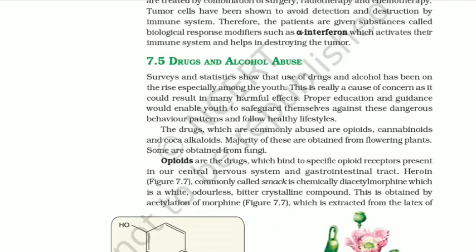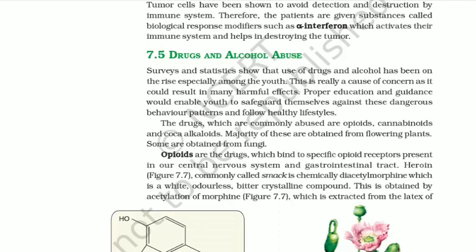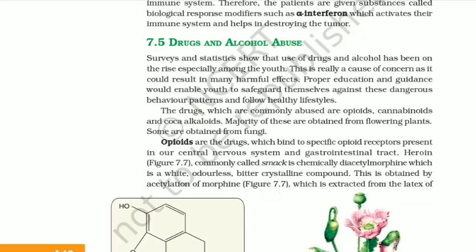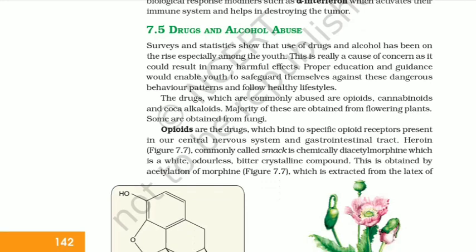Tumor cells have been shown to avoid detection and destruction by the immune system. Therefore, the patients are given substances called biological response modifiers such as alpha interferon, which activates the immune system and helps in destroying the tumor.